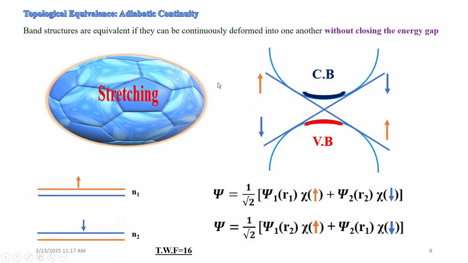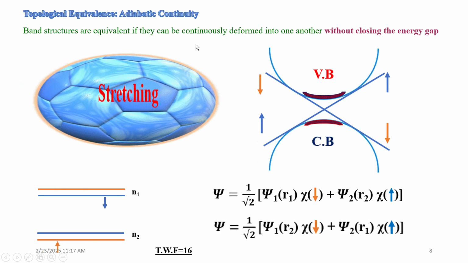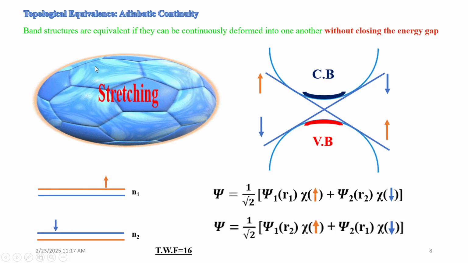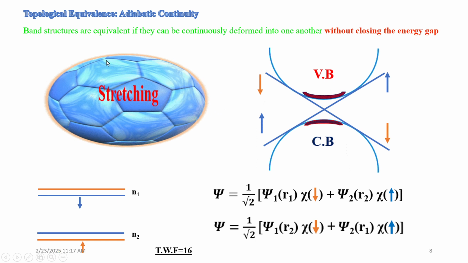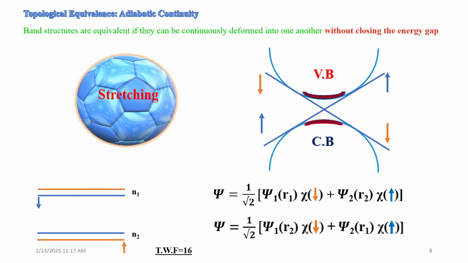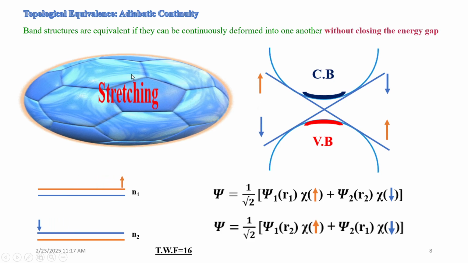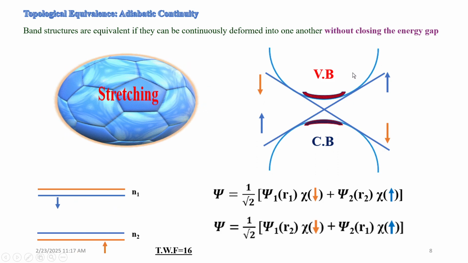So this is the animated view of the topological insulators. Band structures are equivalent if they can deform into one another without closing the energy gap. So this is the example of the football under stretching. There is a continuous deformation, and this is protected: genus equal to 0, and surface area is equal to 4 pi. And this is the band diagram of the topological insulator.